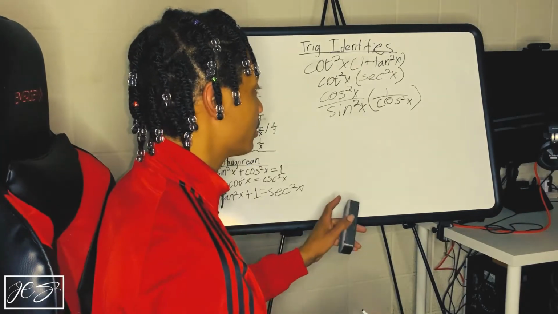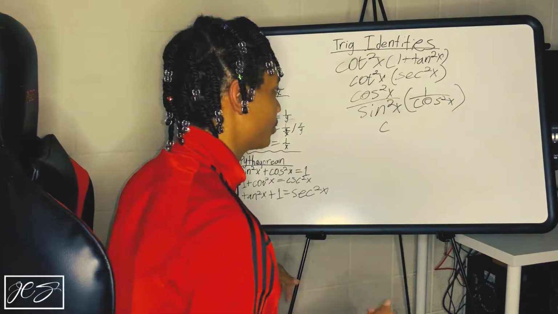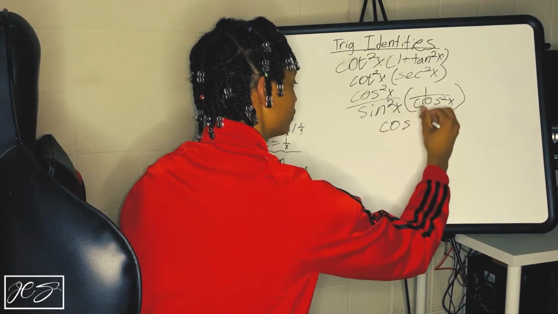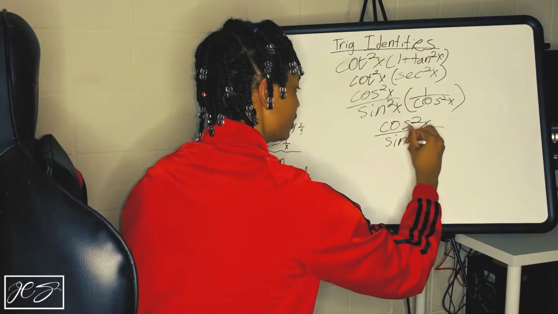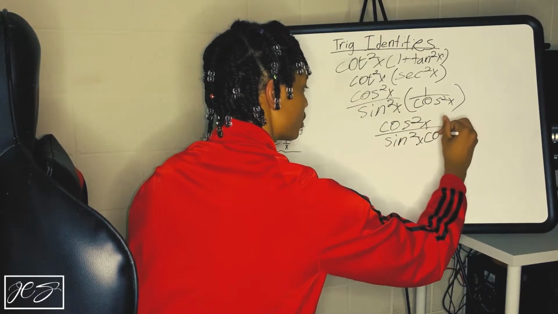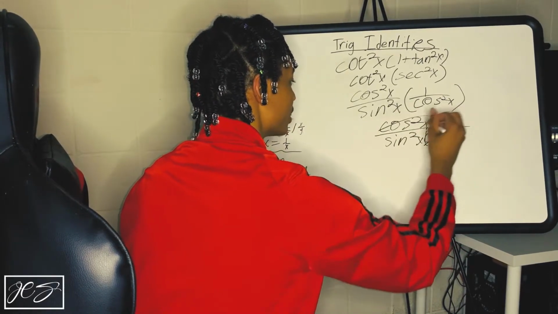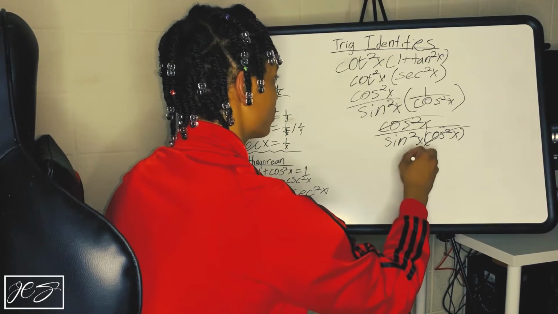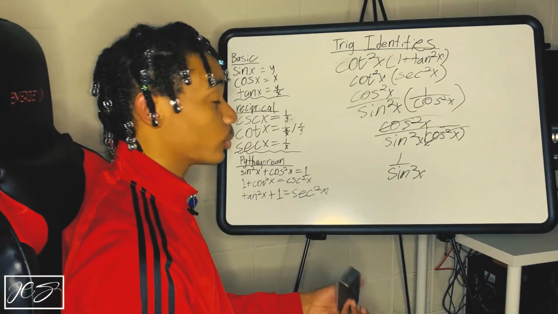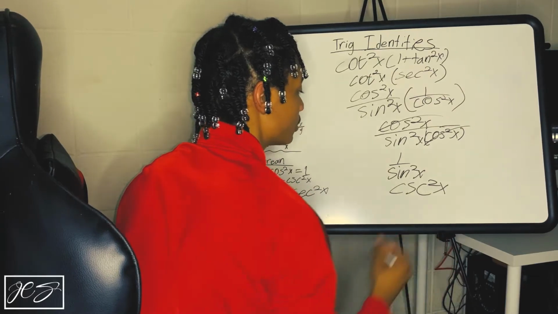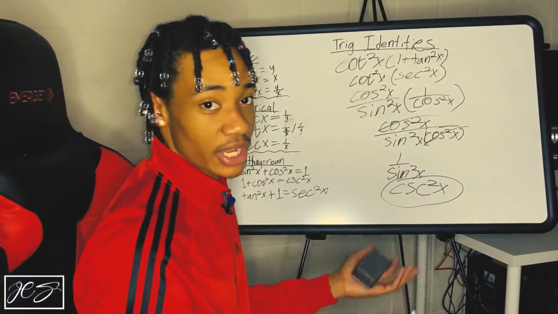over cosine. Now we can combine these, and if we were to do that, we would get, my board was about to fall, my lord. Okay, so we have cosine squared x over sine squared x times 1 over cosine squared x. And we can cross out our cosines, which will leave us with 1 over sine squared x. And what is 1 over sine squared x? Cosecant squared x. Because remember, 1 over y, 1 over sine is cosecant.